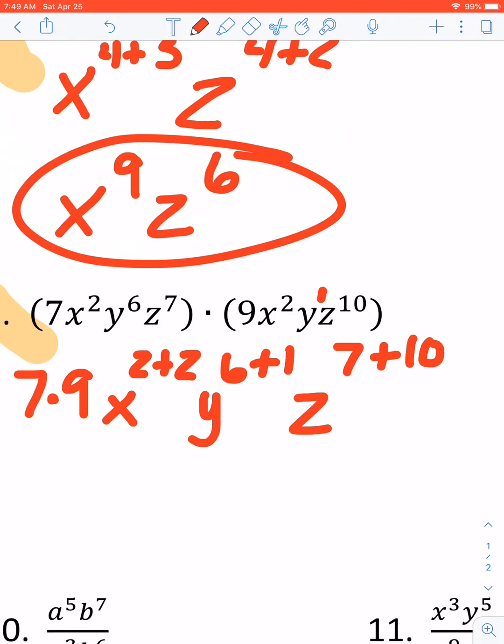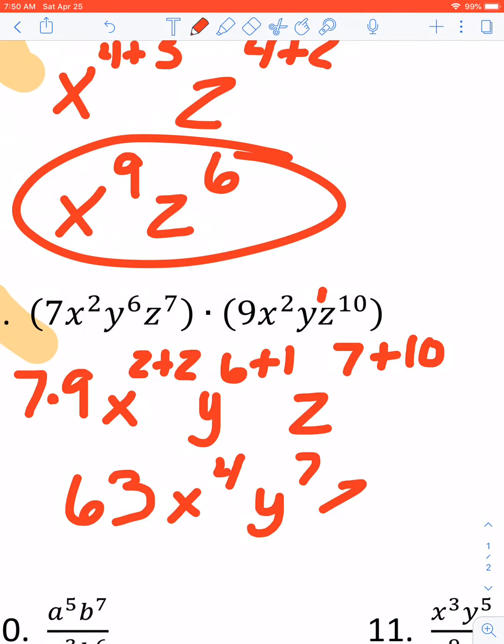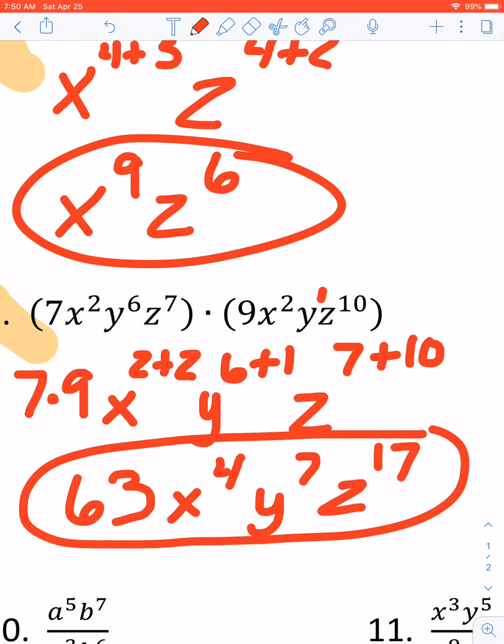I simplify my exponents there and I multiply. 7 times 9 is 63. 2 plus 2 is 4. 6 plus 1 is 7. And 7 plus 10 is 17. And we are done. Okay?